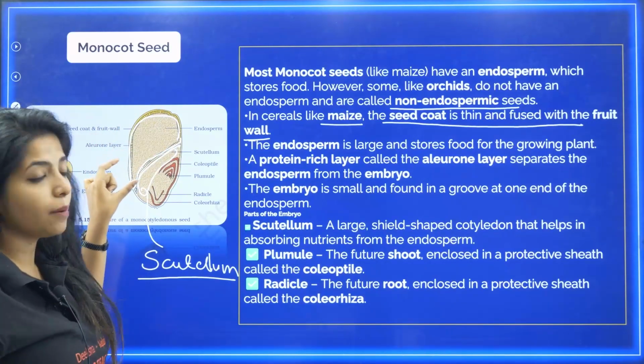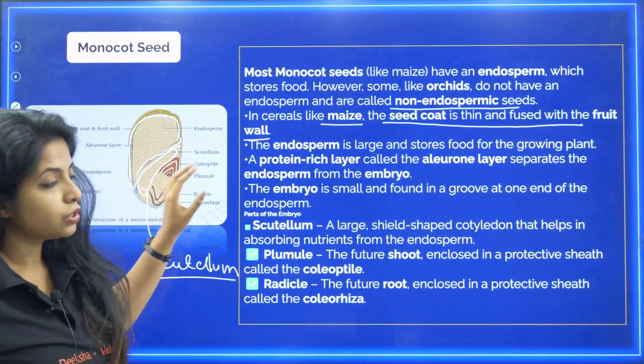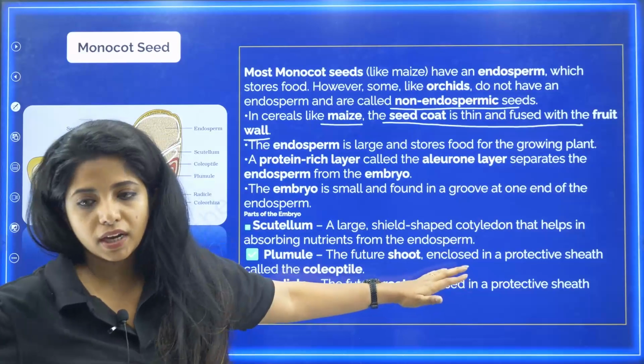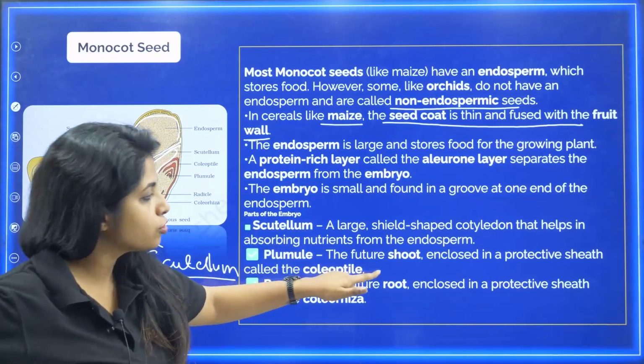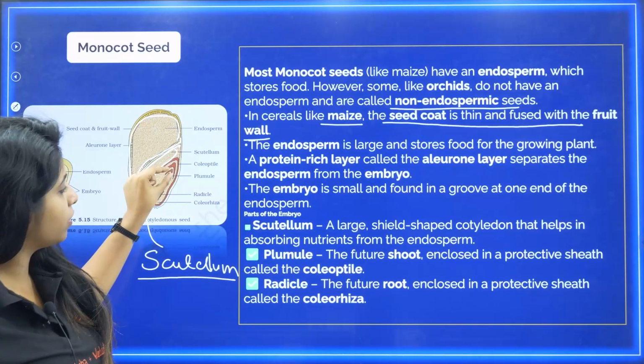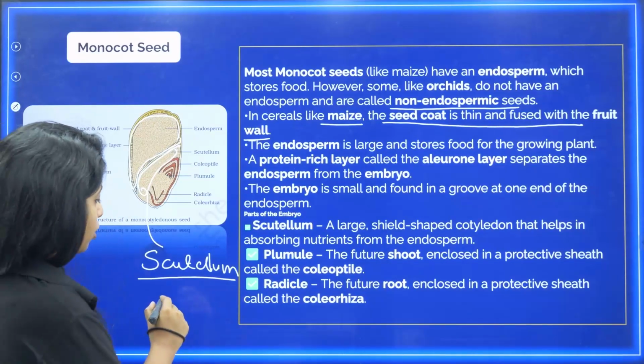And over here, if you're talking about the embryo, they have their own cotyledon, which is known as scutellum. So scutellum is a large sheet-shaped cotyledon that helps in absorbing nutrients from the endosperm. Now what is plumule? The future shoot. Here also you will be having a plumule in the embryonal axis. So this is the embryonal axis over here. There you had an embryonal axis like this.